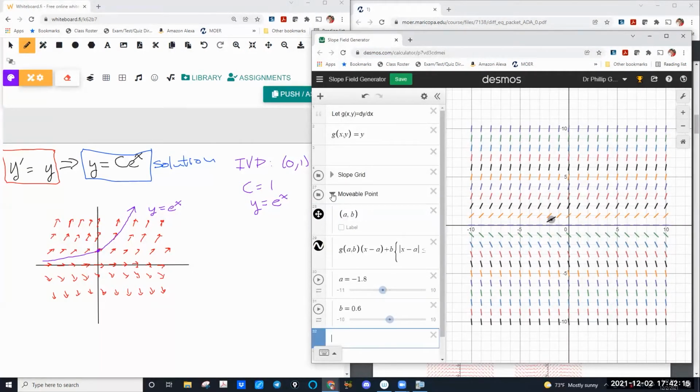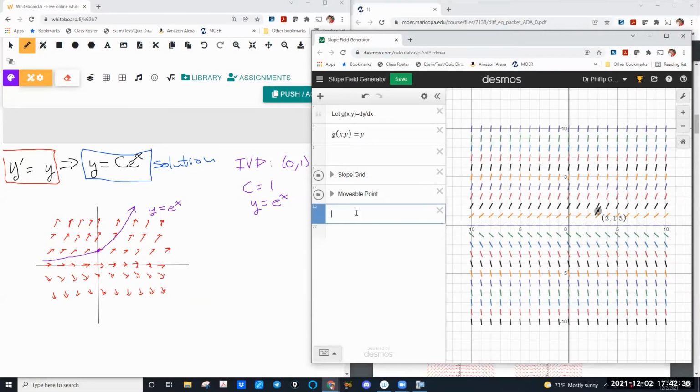Now they do have this movable point, which basically will give us the slope at any point in the slope field. And if you wanted to add the unique solution, well, we found it. It's y equals e to the x, so we can just add it to our curve. And there's our unique solution. It goes through 0, 1, and that gives us our curve.